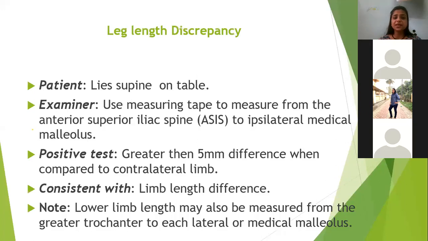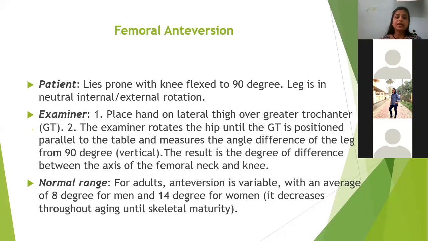Limb length discrepancy. You have to use a measuring tape and measure from the anterior superior iliac spine to the medial malleolus. A positive test is when there is a difference of greater than 5 mm between both limbs. You have to examine both limbs. Another thing you can note down is to measure from the greater trochanter to the lateral or medial malleolus.